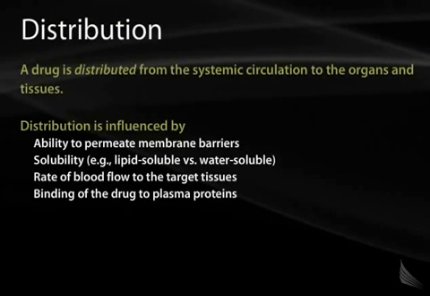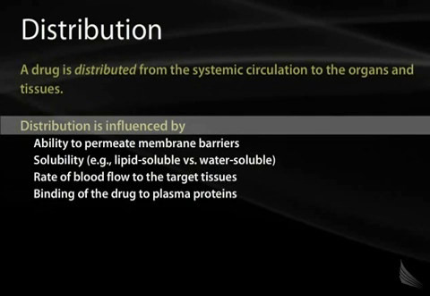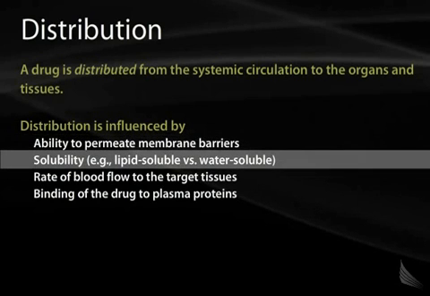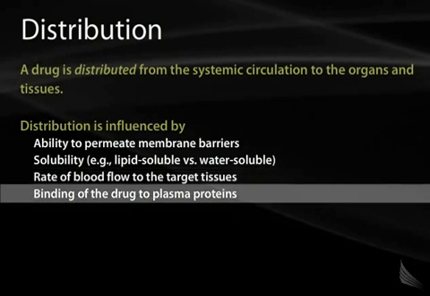The next concept is distribution. A drug is distributed from the systemic circulation to organs and tissues. Normally, a medication is not active when it's in the systemic circulation. It has to go to organs and tissues in order to do its job. This distribution is influenced by many factors, including the ability of the drug to permeate the membrane barrier, the solubility of the medication, and we've already touched on this in terms of ionization, the rate of the blood flow to the target tissue. If a target tissue has a compromised blood flow, then that medication will not reach the target tissue. And then binding of the drug to plasma proteins. A drug that is very highly plasma protein bound will have a difficult time reaching target tissues as compared to a drug that is freely floating in the plasma.